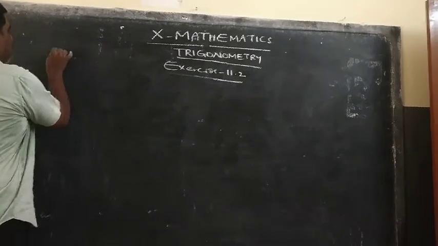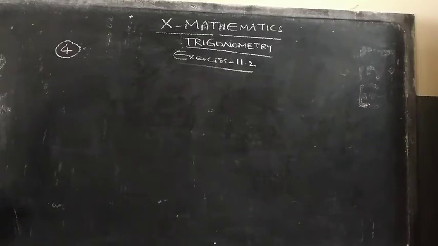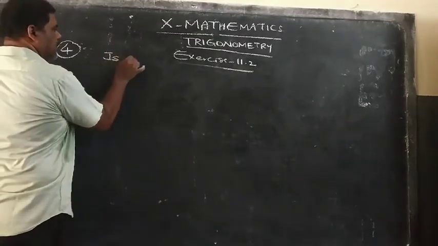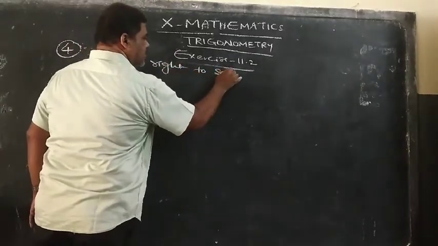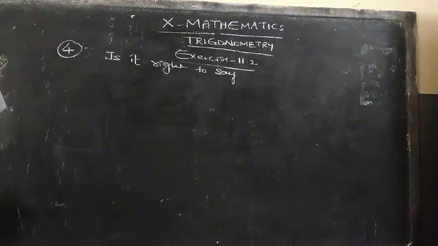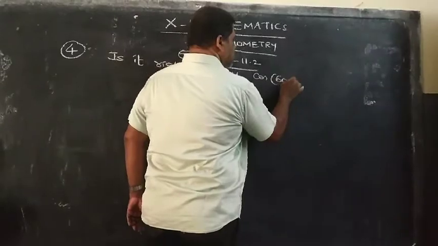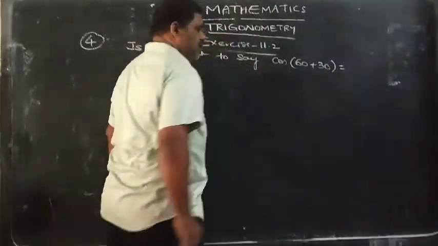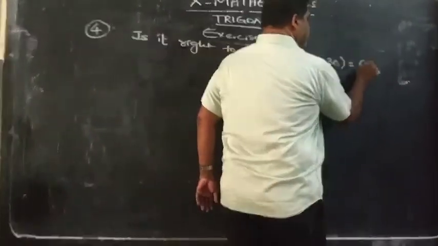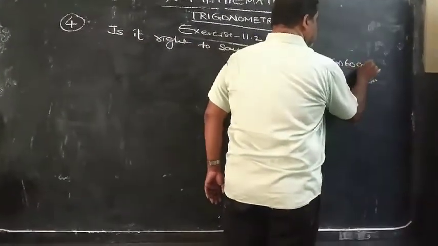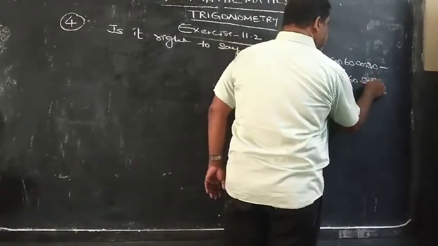Right, question number 4. Is it right to say cos 60 plus 30 degrees is equal to cos 60 cos 30 minus sin 60 sin 30?